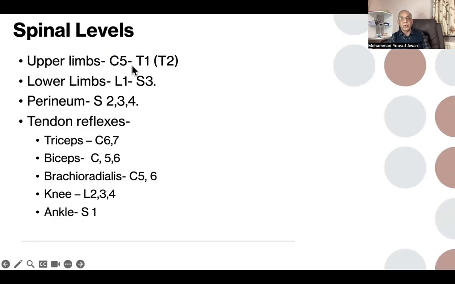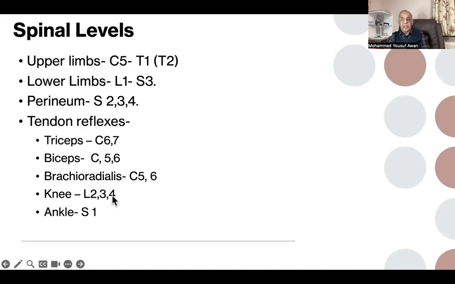Upper limb C5 to T1, lower limb L1 to S3, perineum is S2, 3, 4. So the tendon reflexes are the triceps, brachioradialis, biceps, knee jerk, and ankle reflex. The best way to remember this is to start from the lowest part. The ankle reflex is supplied by S1. The knee is supplied by L2, 3, and 4.